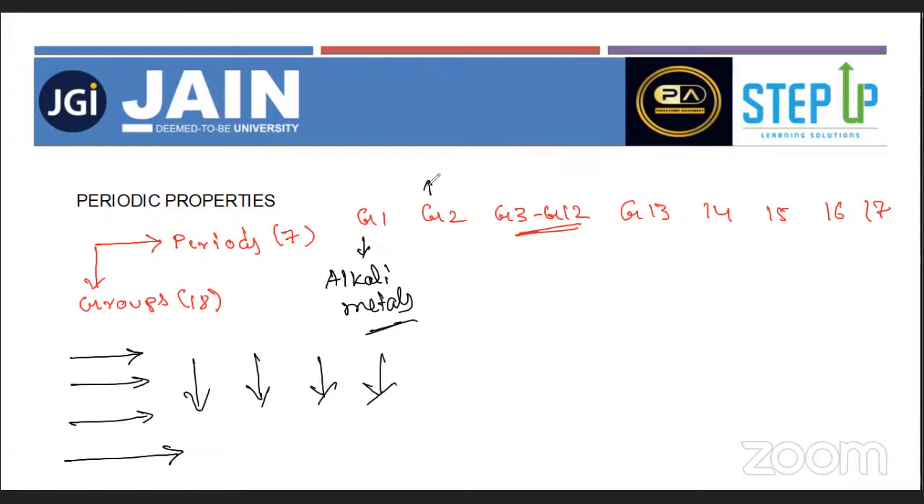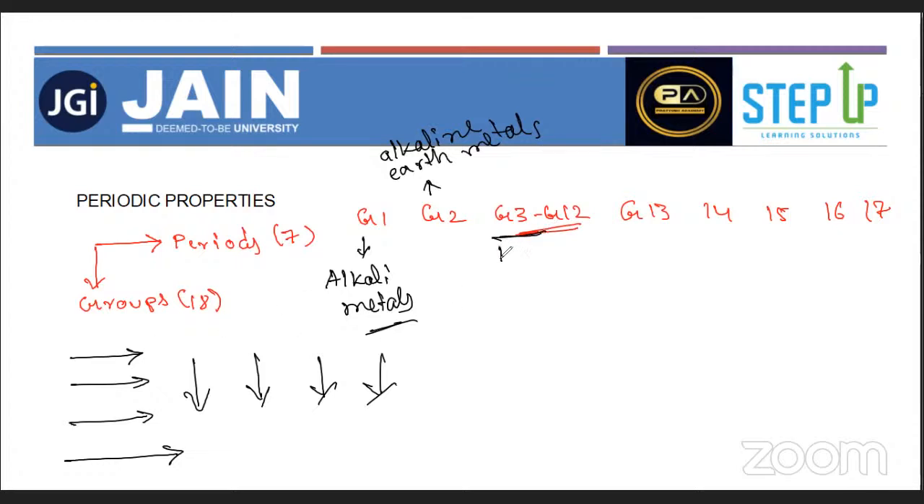This is named as what? This is known as alkaline earth metal. The second group is known as alkaline earth metals. Why do we call them alkaline earth metals? Because they are found in the earth's crust, and they form even insoluble compounds in water. So that's why it is known as alkaline earth metal.